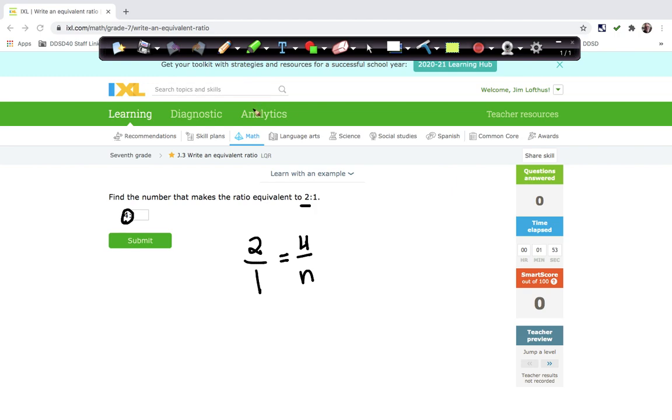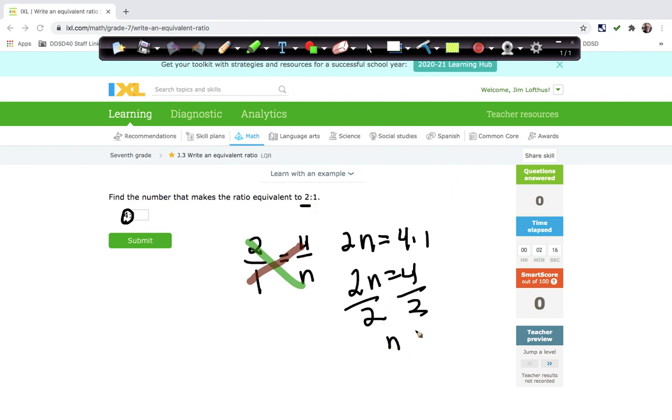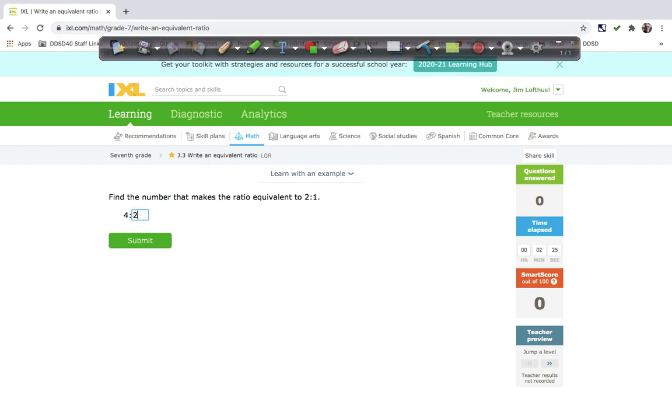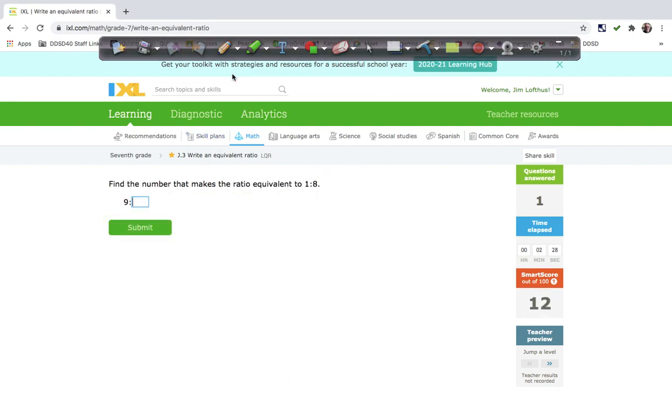And what we talked about today is that cross products are equal to each other. So that means that 2 times n is equal to 4 times 1, and that can create a nice little one-step equation. 2n is equal to 4, so I divide by 2, and n is equal to 2. So if I put in 2, I should get a score here, and let's set up the next one.